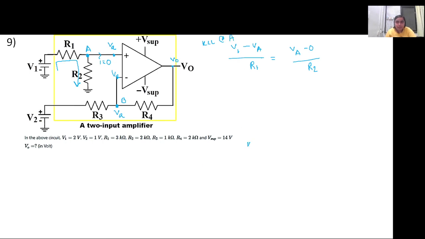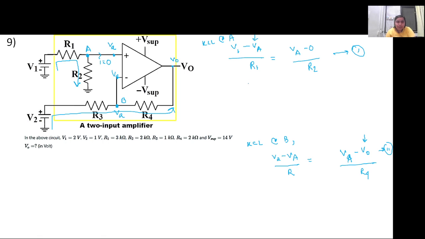Then the next KCL we will apply at B, and we will get (V2 minus VA) by R3, because whatever current flows in this branch will go like this, equal to (VA minus V0) by R4. Solving these two equations, we have two unknowns, VA and V0. We substitute the value of VA from the first equation into equation 2 and solve for V0, right?